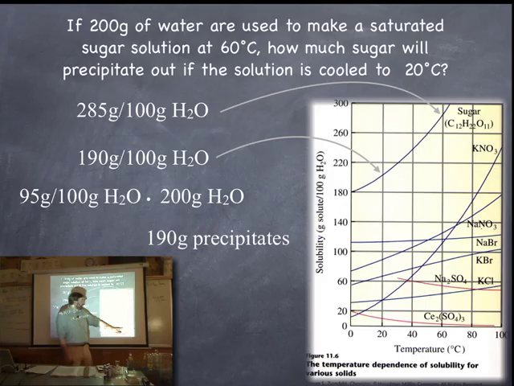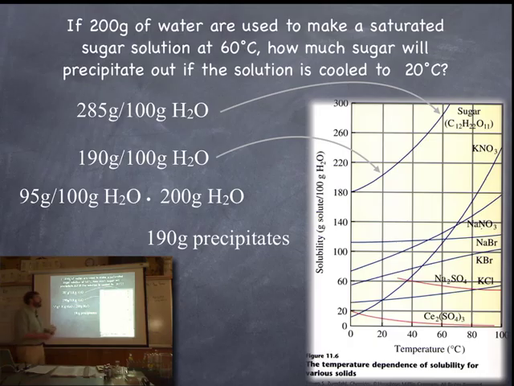I looked on the graph. I went 60 degrees. I saw where it hit the sugar line, and then I went over here and made an estimate about what that value is. That value there looks to be about 285. Okay, and then what's the other one? I went at 20 degrees. Oh, because it's cooled down to 20 degrees. I went to 20 degrees and did the same thing. Okay, and then that gives you the average.